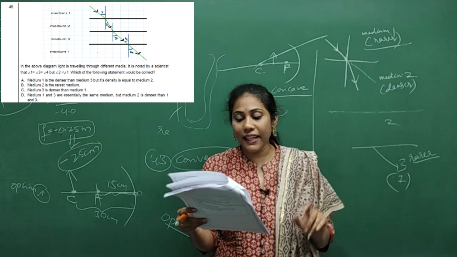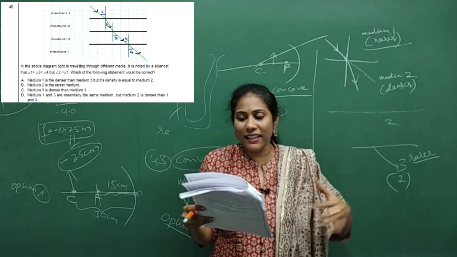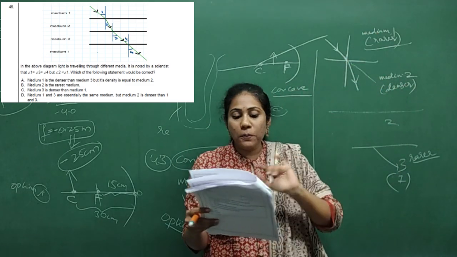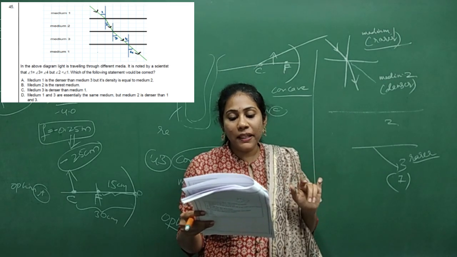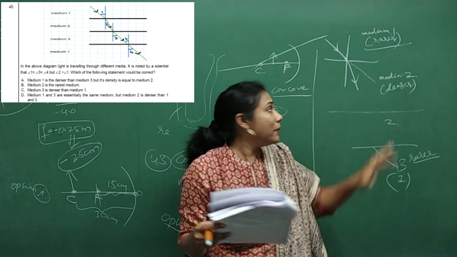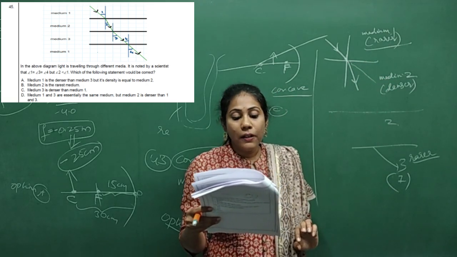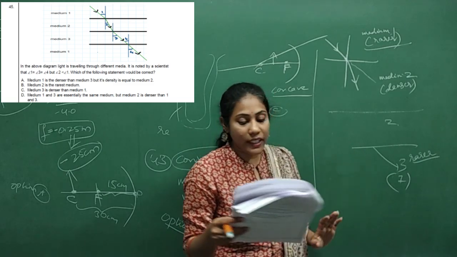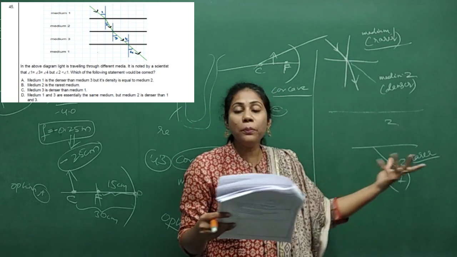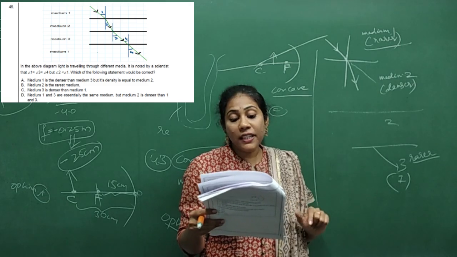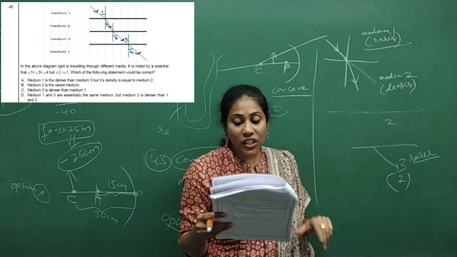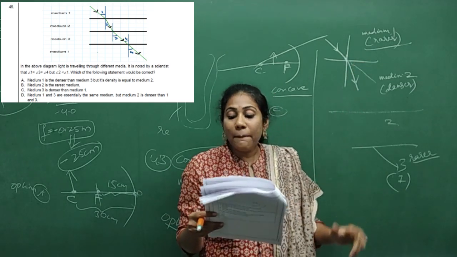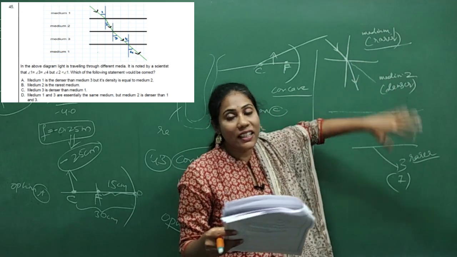Option A, you read, medium 1 is denser. No, medium 1 is not denser. Medium 1 is rarer than medium 2, right? Option A is wrong. Option B, medium 2 is the rarest medium. No, medium 2 is denser. Option C, medium 3 is denser than medium 1. No. Medium 3 is similar to medium 1 actually. Option D, medium 1 and 3 are essentially the same medium. Yes, medium 1 and 3 are actually the same medium, but medium 2 is denser than 1 and 3.